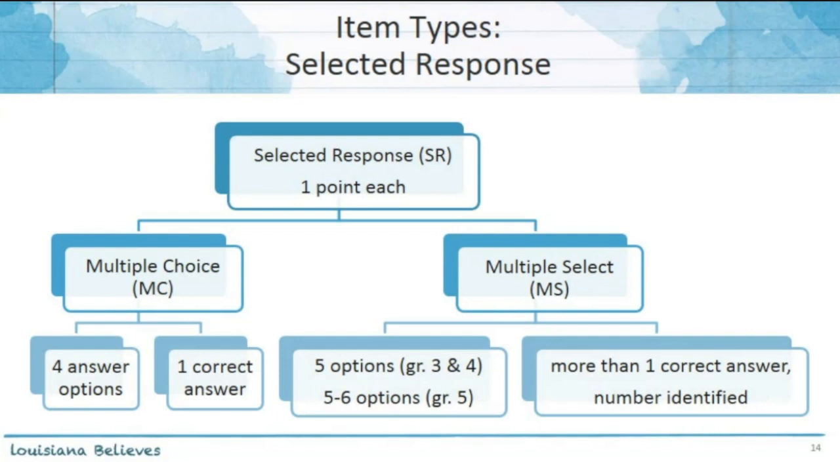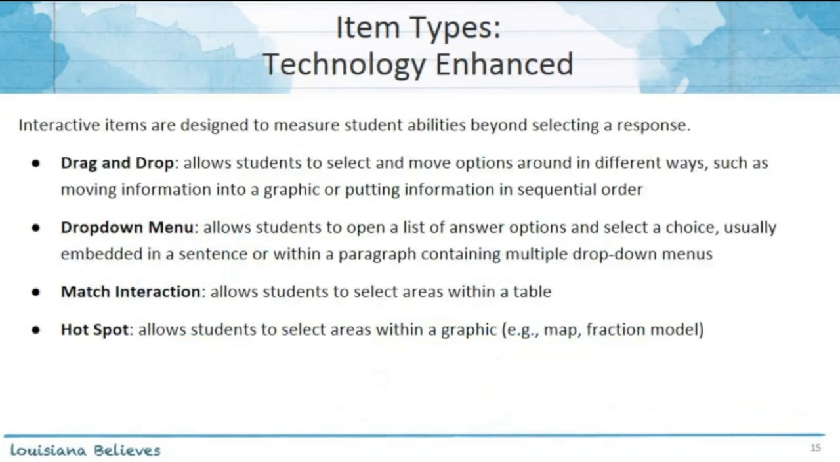And if you'll notice, in a multiple select, grades 3 and 4 will only have 5 options to choose from. Grade 5 will have 5 to 6 options. However, in all multiple select items, students will be told how many to identify. So if there are 2 correct answers, the students will be told, select the 2 correct answers. For the multiple select, it's going to be a little bit different when we get to the task, and I'll talk about that.